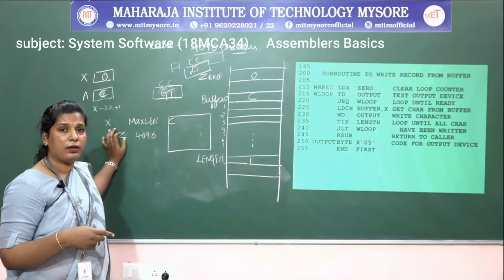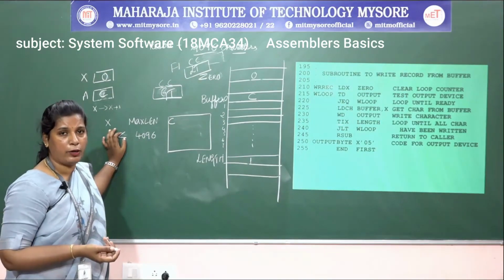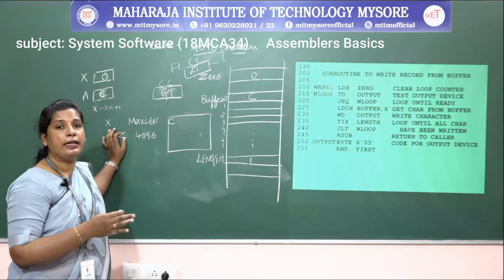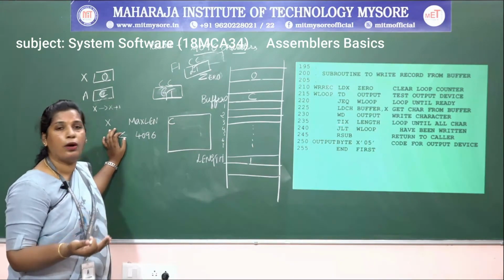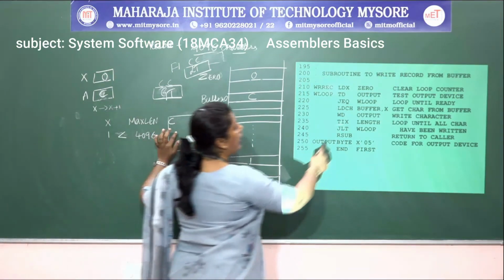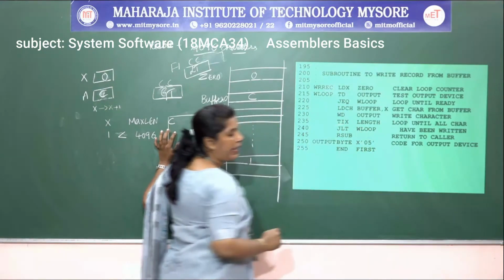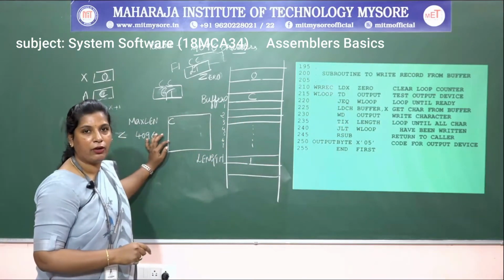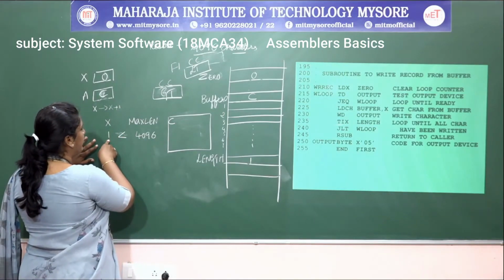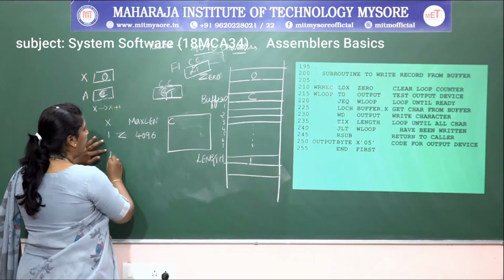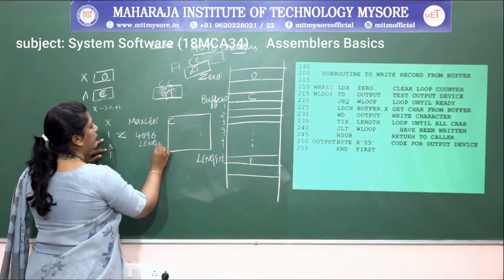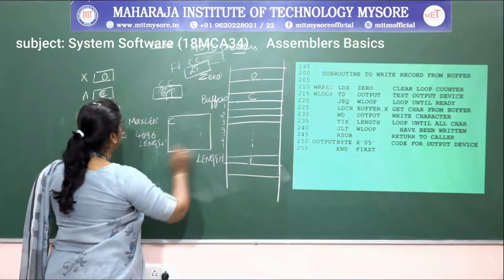Again I want to check whether some more characters are there in that record. If more characters are there, they have to be displayed onto the output screen. So I want to check the length of that record against the index value. The index value is going to be incremented, so now the index register value is 1. I am comparing that value with the length, and the length is only 1.